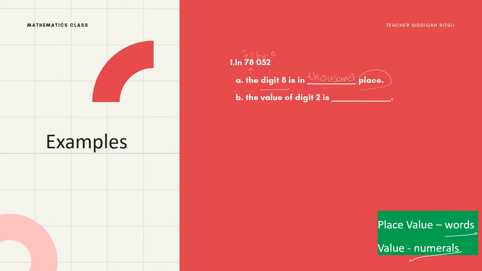Next, the value of digit 2 is, now it's asking you about value, so you know your answer is going to be in numerals. Let's look at 2. It's in the ones place, so the answer is just 2 because there are no more numbers after 2.